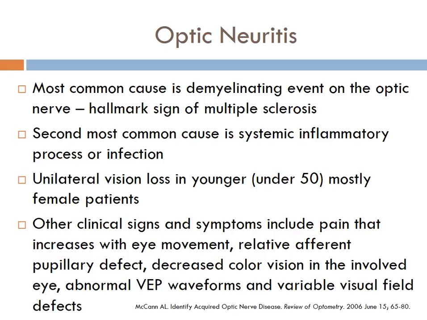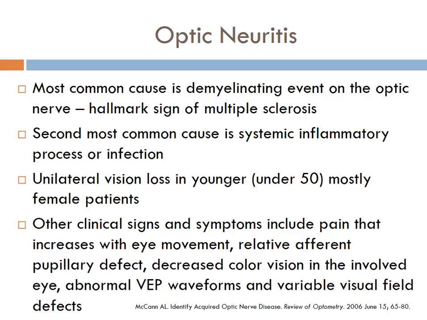And then, all the classic things we've already learned about: pain on eye movement, pupillary defects, decreased color vision, abnormal VEP waveforms, visual field defects. All of this stuff can occur when you have patients with optic neuritis. Now, here's the thing. I've been in practice long enough to where I've seen people with acute optic neuritis come in, and it's pretty easy to recognize once you've got a few under your belt.